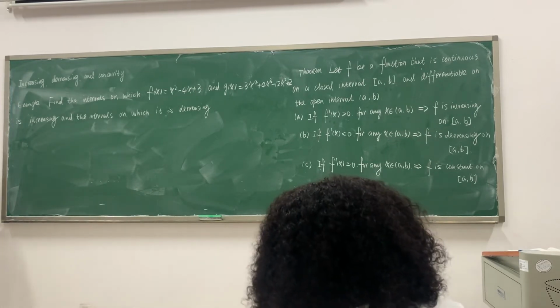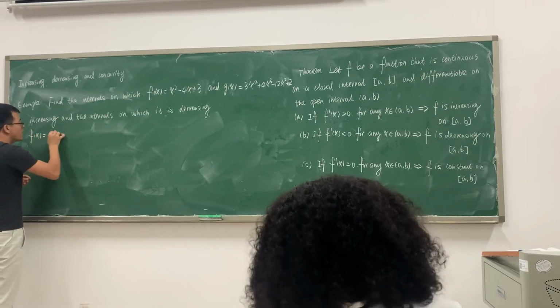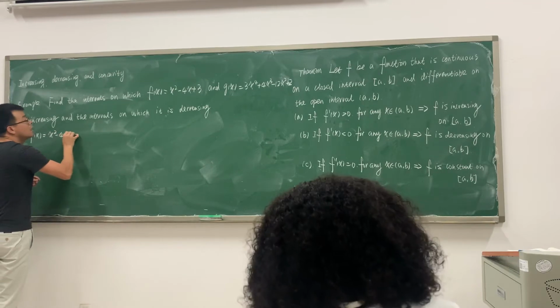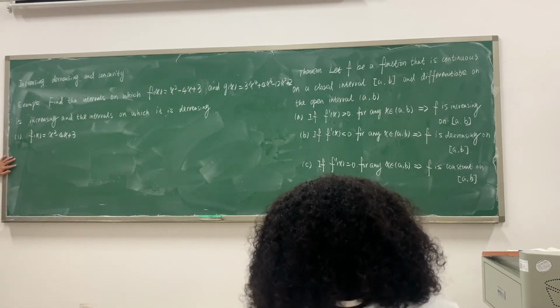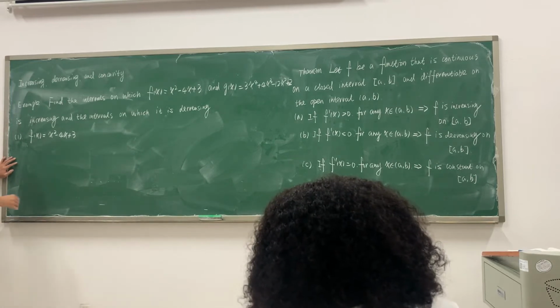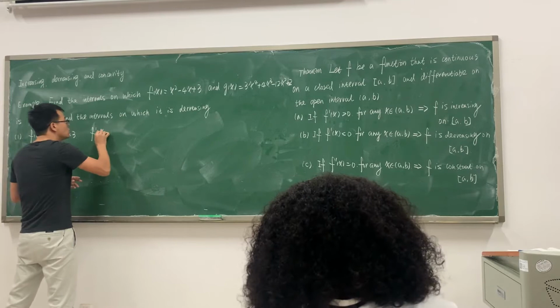Yeah. So now first, we see the f(x), okay? f(x) equal to x squared minus 4x plus 3, yeah? For this function? So the derivative is what? So the derivative f prime equal to what?